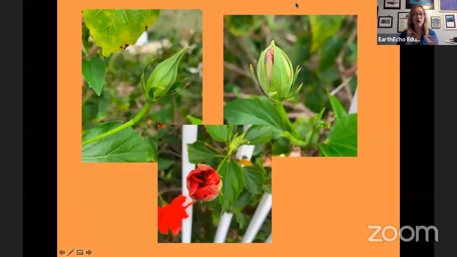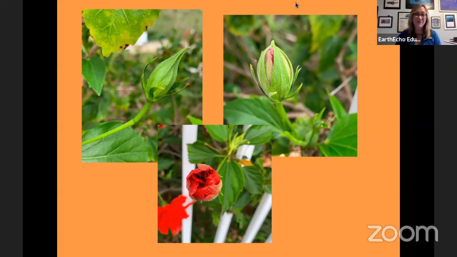Since I live here in Florida, I have a hibiscus plant, and I've been observing it for about a week and a half. So last week I went out and I took some pictures of the different Pheno Phases I could see all on the one hibiscus bush or plant. So you can see that we have a couple budding stages. And then that last bud is about to burst into a hibiscus flower.